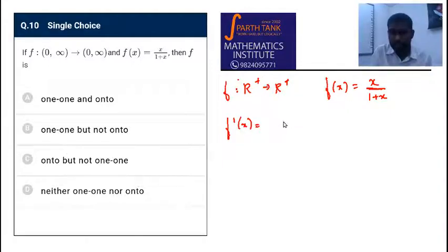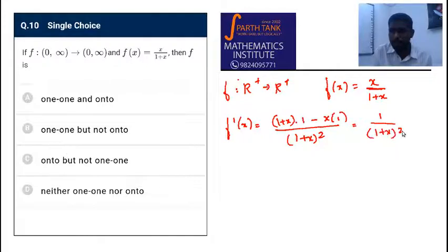What happens to f dash of x? This gives us 1 plus x squared here, and then 1 plus x in the numerator times 1, and then minus x times, differentiate this, again 1. So I get 1 by 1 plus x squared, which is always greater than 0, right? So this means that f of x is increasing everywhere.